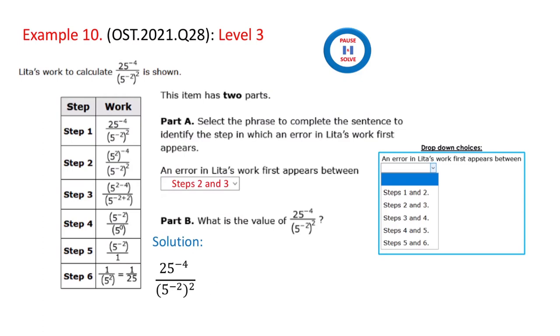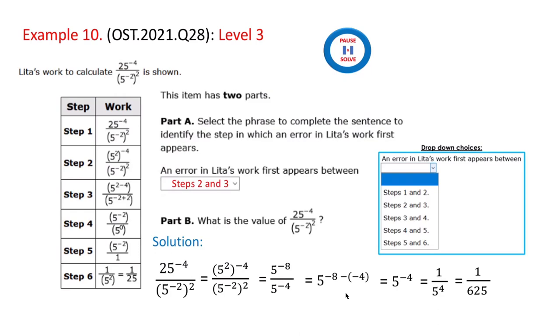Now let's see how we can calculate this. Again, I'm going to use the same technique here, put 5 squared here. Now this will be 5 to the -8 over 5 to the -4. 5, -8, I bring this up, see a -4. So that's 5 to the -4, 1 over 5 to the power 4 equal 1 over 625 equals 0.0016.